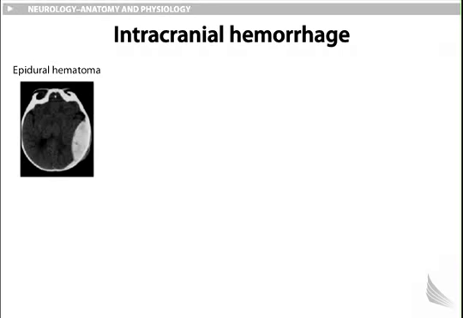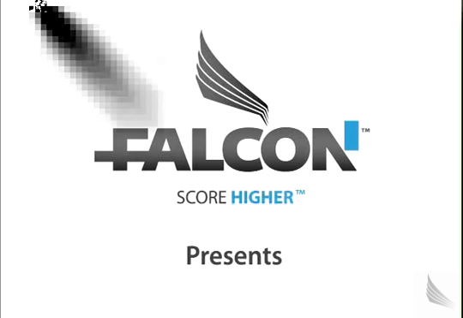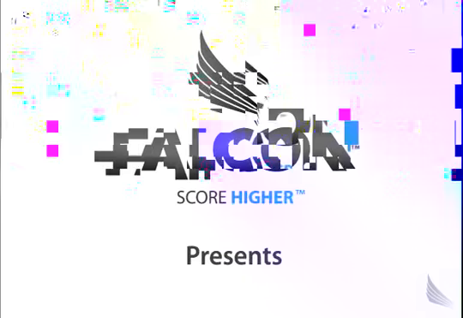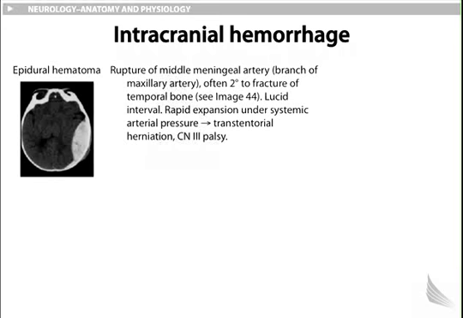Intracranial hemorrhage. There are several types of intracranial hemorrhage, and we differentiate these based on where the locus of bleeding is. It's important to know how to distinguish these types of hemorrhage because each class of intracranial hemorrhage has different etiologies and different prognoses. Epidural bleeds occur outside the dura and are caused by rupture of the middle meningeal artery, which is a branch of the maxillary artery, and is almost always due to a fracture of the temporal bone.